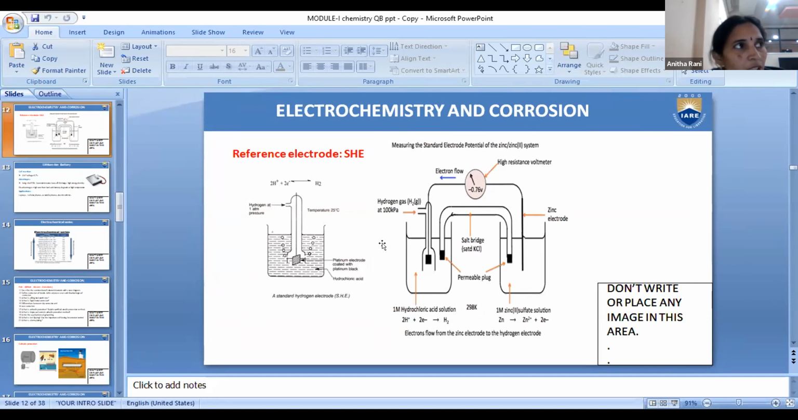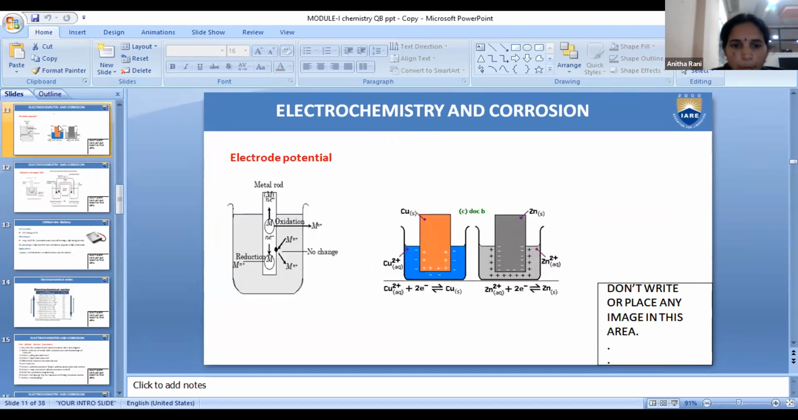Now tell me the formula again. Students, tell me the formula. E cell is equal to E cathode minus E anode. Here the cathode is the standard hydrogen electrode. What is the potential? 0. Zero minus, what is the potential you got for zinc? 0.76. Okay, you can calculate now the electrode potential of zinc.